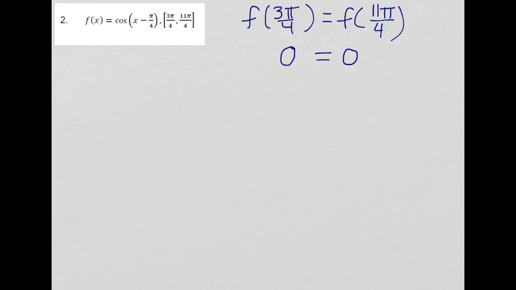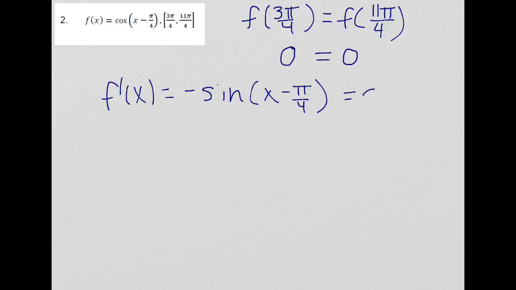So now we have to decide where the tangent is 0. If I look at this, the derivative of cosine is negative sine. And even though there's this pi over 4 in there, it's a constant. It's not a coefficient. So the derivative of x minus pi over 4 is still 1. So we're good. We're going to set this equal to 0. I'm going to get rid of the negative, so I'll do sine of x minus pi over 4 equals 0.